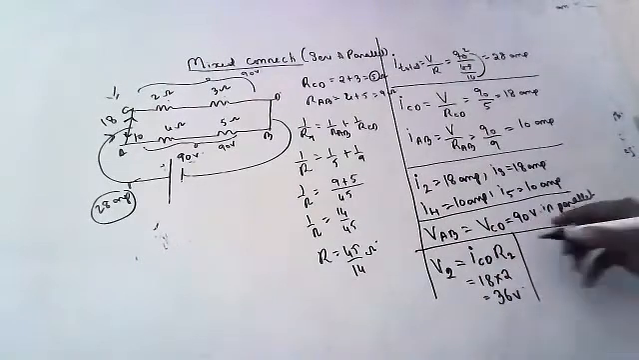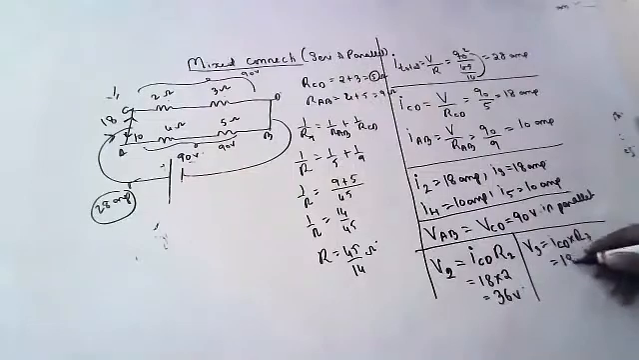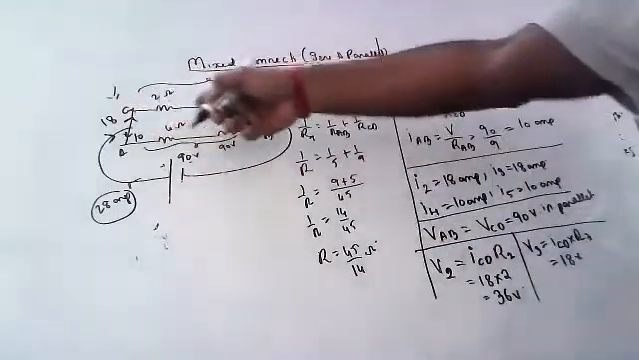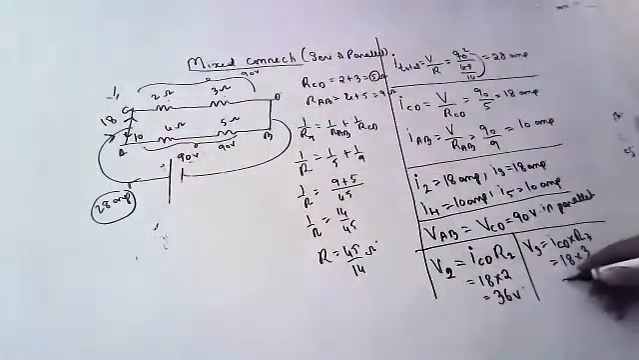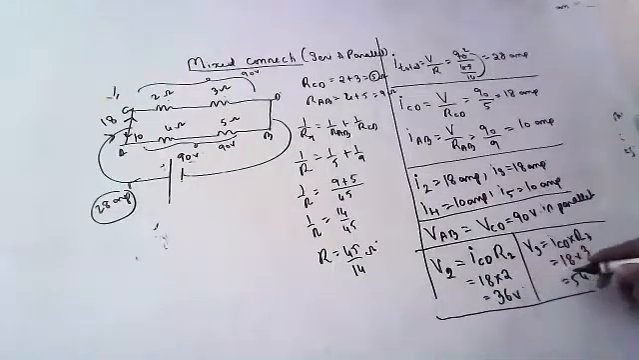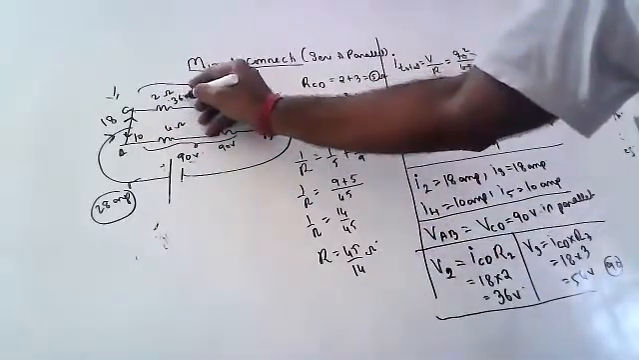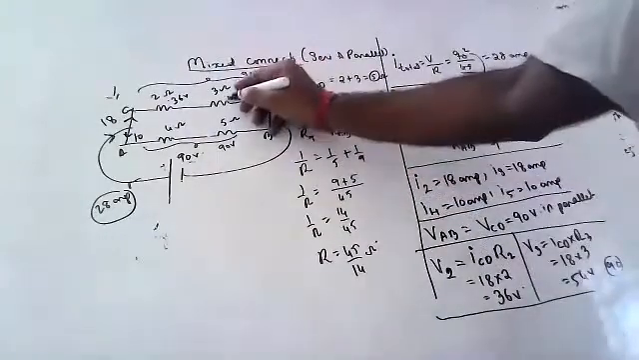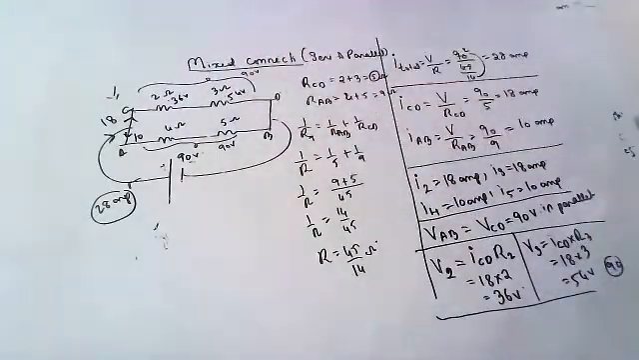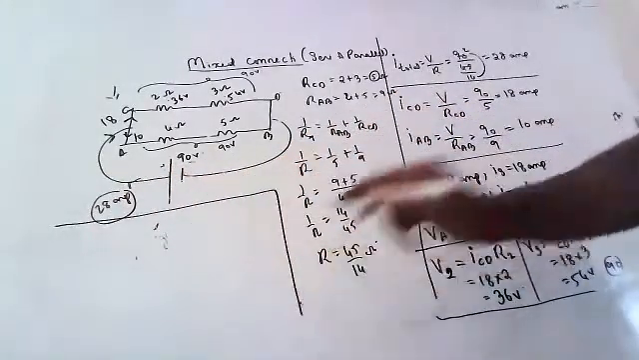Okay, those who did not understand, again I'm saying V3 is ICD into R3. ICD is how much? 18, because 18 is going here into 3, that is 54 volts. If you see, 36 plus 54 is 90, means 90 is shared as here 36 volt and here 54 volt. 90 is shared like that. You should understand, children. If you don't understand, it becomes very difficult.